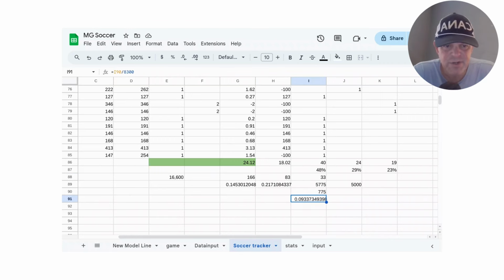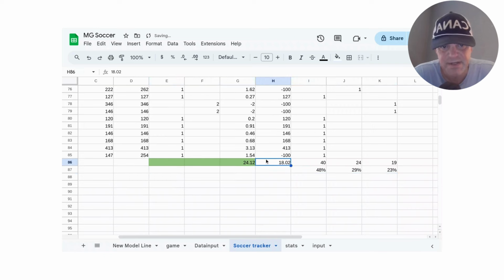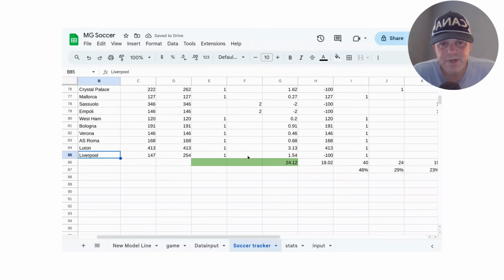Now, in terms of bankroll, let me show you this example because I think this is good. So let me get some of this off the screen, make it easy to understand. All right. So let's say you're going to wager $100. Well, to do it this way, we had a total of 83 plays, right?